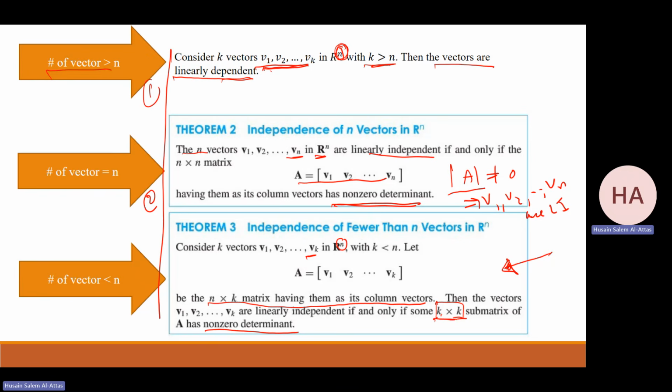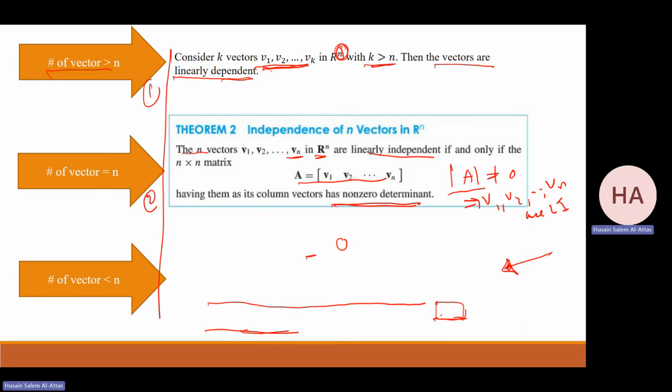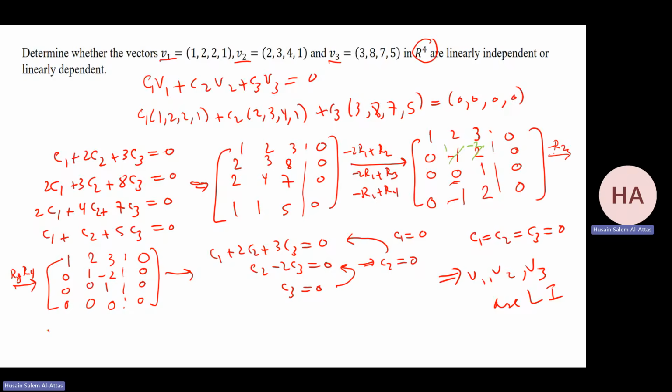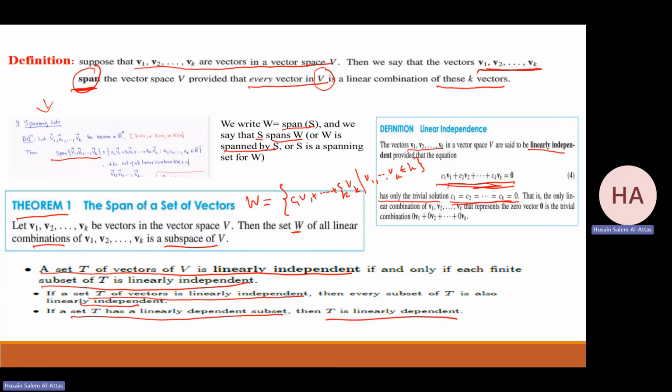We take a k by k submatrix, because we cannot find the determinant if we don't have a square matrix. If I can have a submatrix which has a non-zero determinant, then we say they are linearly independent. If we cannot, we cannot check all of these submatrices, so we cannot conclude easily. We can go back to the main definition: the vectors are independent if I can find the c's.